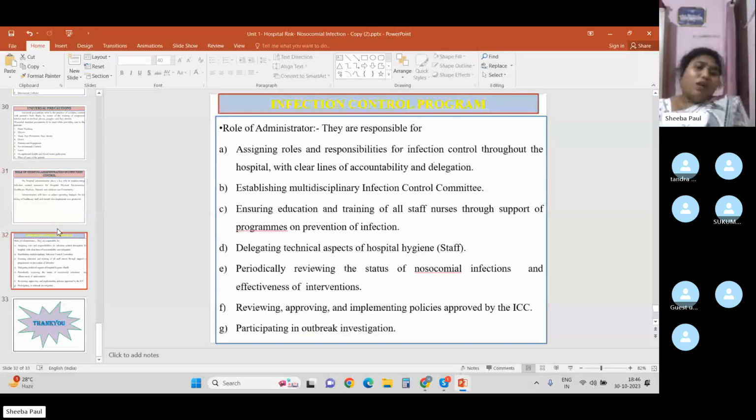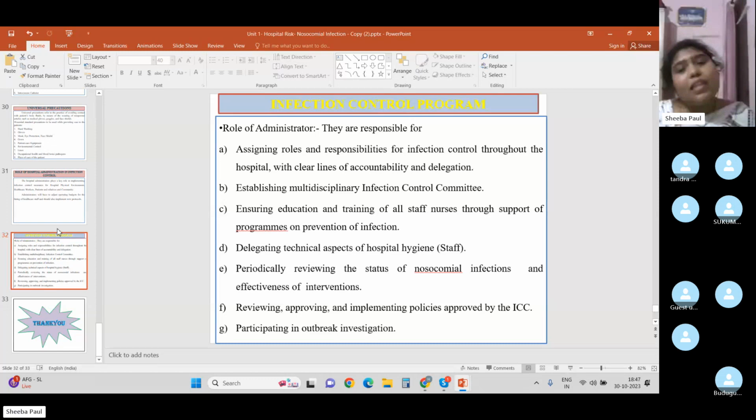And then moving on to the last slide, that is infection control program. So the role of administrator in infection control program is assigning roles and responsibilities for infection control throughout the hospital with clear lines of accountability and delegation. So they have to make regular rounds to every unit to make sure that everything is hygienic, the environment is clean, and patients are not getting affected.